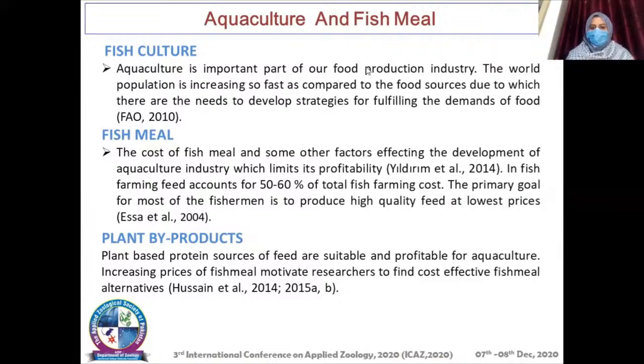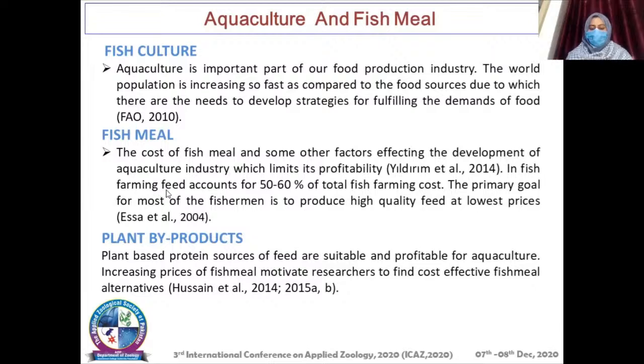Aquaculture is an important part of our food production industry. The world population is increasing so fast as compared to the food sources, due to which there is a need to develop strategies for fulfilling the demands of food. The cost of fish meal and some other factors affect the development of the aquaculture industry, which limits its profitability.